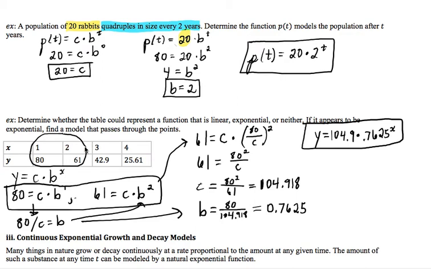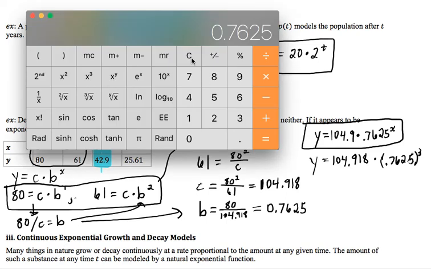If this is an exponential function, then when we plug in this next point, I'm going to plug in 3, we should get 42.9. So that's our test here. I'm going to plug in 3 for x, so I'm going to do 104.918, technically closer to that, times 0.7625 cubed, which we'll need to do in the calculator. So there's 0.7625. We're going to cube that and multiply. I think using the rounded number here is not going to be an issue.